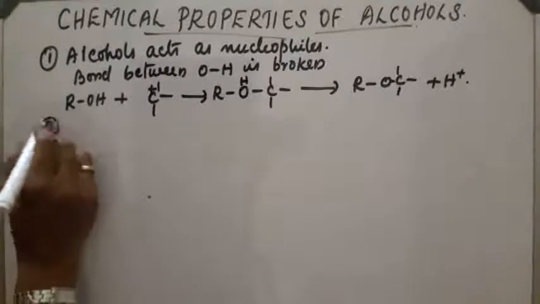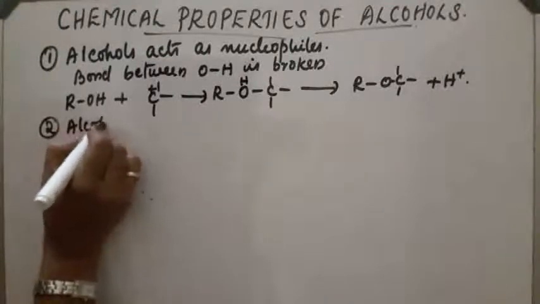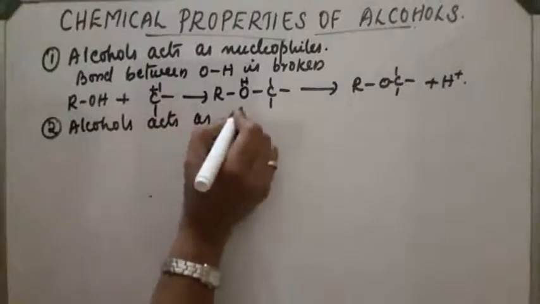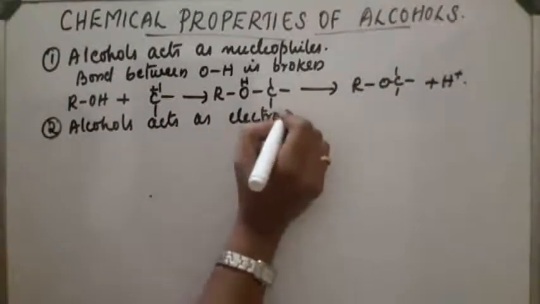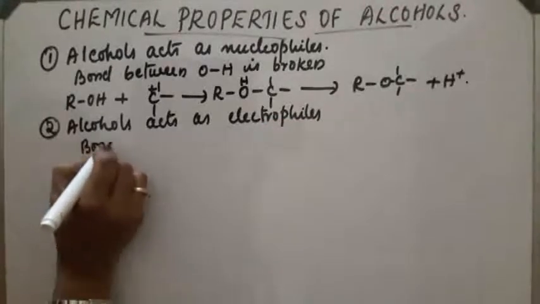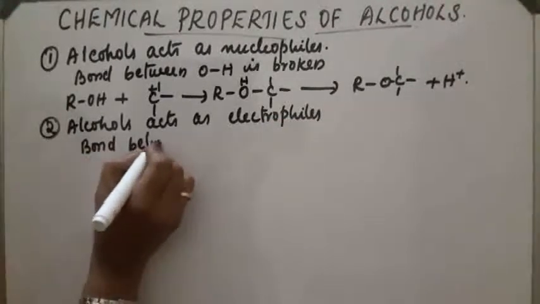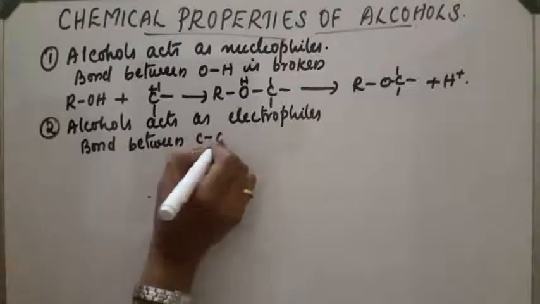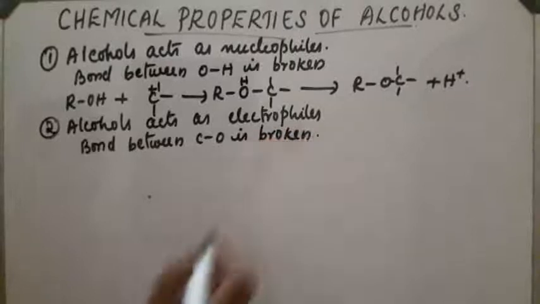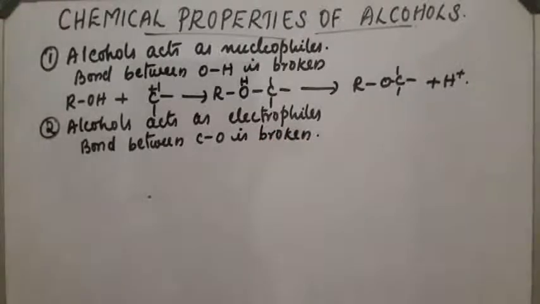The second case is alcohols acting as electrophiles. Here the bond between C and O is broken. So first, what will happen? The alcohol reacts with H plus ion and forms protonated alcohol.